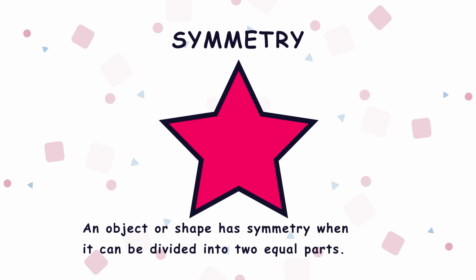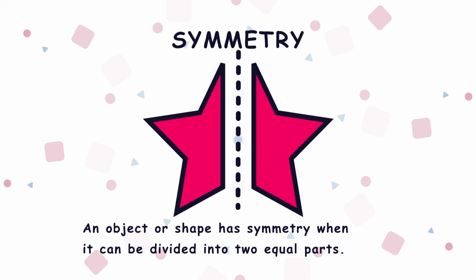Symmetry. A shape has symmetry when it can be divided into 2 equal parts. We can see it as an even shape. Let's divide this star to see if it has symmetry. Yes, the star is symmetrical. You can see here it produces 2 equal parts when divided into 2.